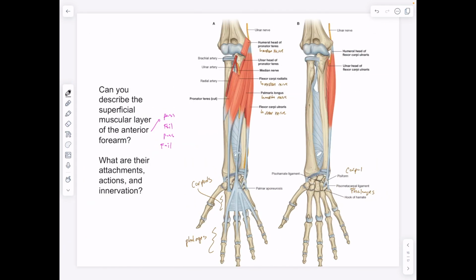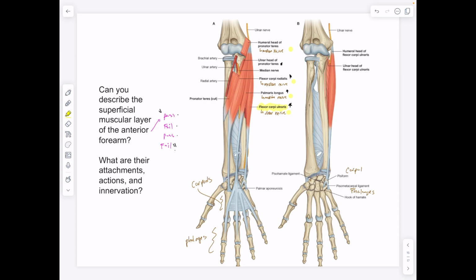All right, superficial muscular layer of the anterior forearm, our acronym for that is pass, fail, pass, fail. Pass being pronator teres, fail being flexor carpi radialis, pass again being palmaris longus, and then fail being flexor carpi ulnaris. All right, we said the median nerve is going to innervate the anterior part of the forearm except 1.5 muscles. So what is that 1.5 muscles? Well, only one of the 1.5 muscles is in the superficial layer of the anterior forearm muscles, and that is the flexor carpi ulnaris, and that's going to be innervated by the ulnar nerve. All of the other ones are going to be median nerve.